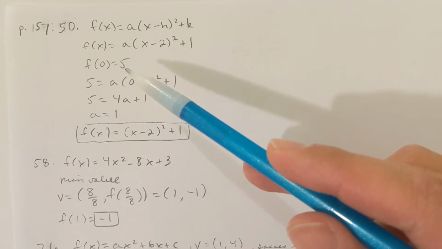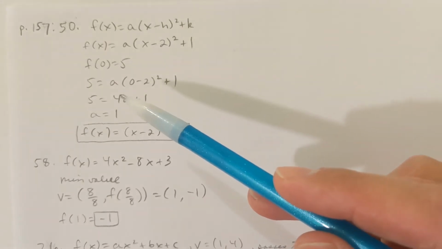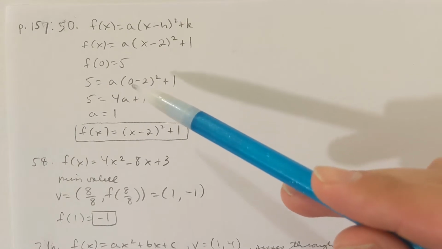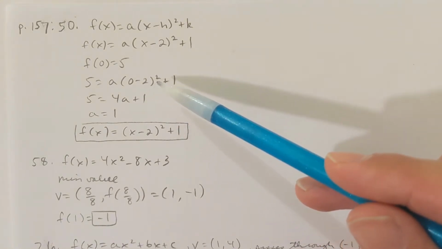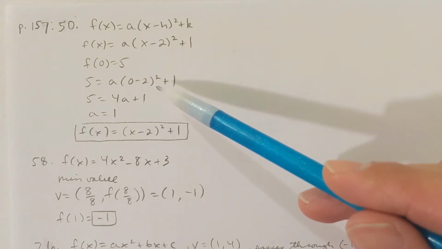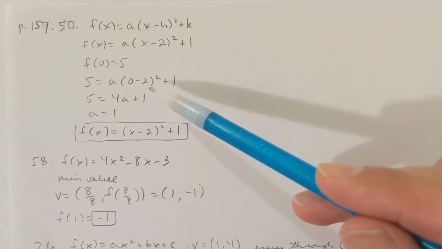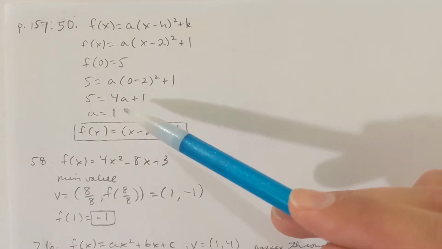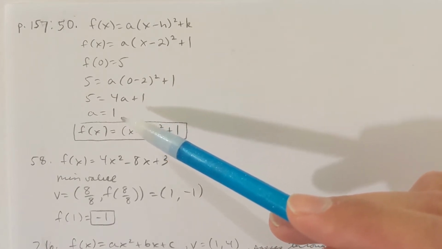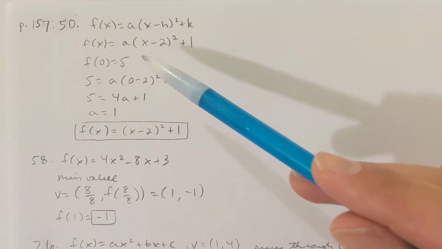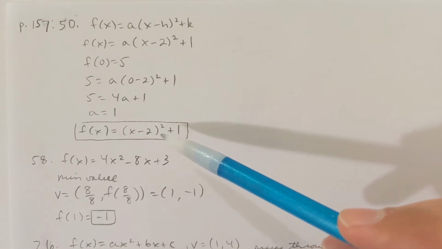f(0) is equal to 5, since (0, 5) is on the graph, which means that 5 is equal to a times the quantity (0 - 2)^2 + 1. Negative 2 squared is 4, so 4a + 1. Subtract 1: 4 equals 4a, divided by 4, a is equal to 1. Okay, so a is equal to 1 means that f(x) is equal to (x - 2)^2 + 1.